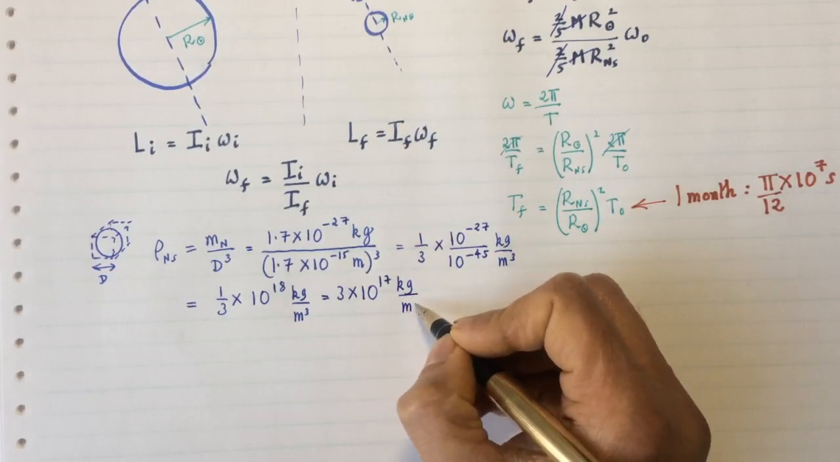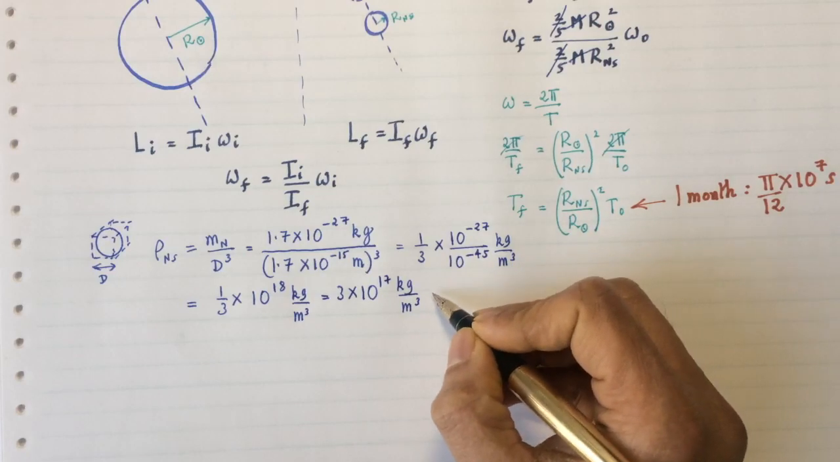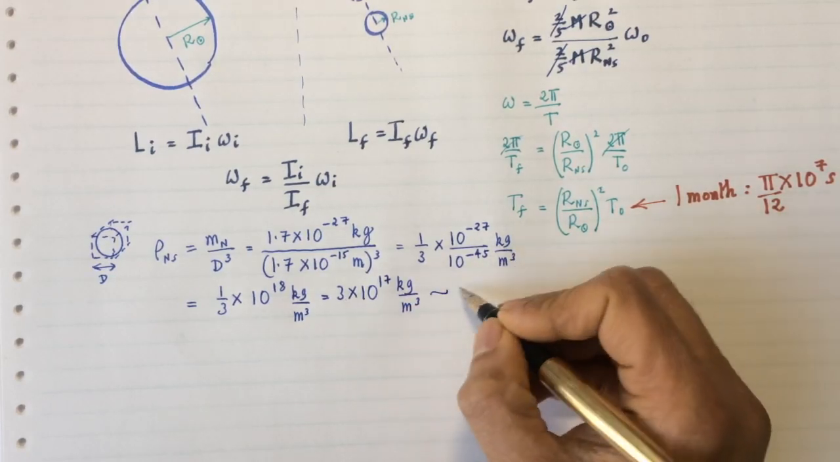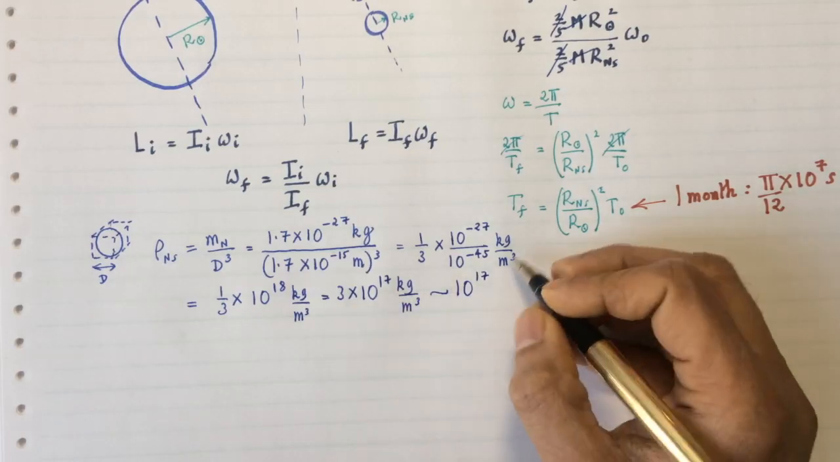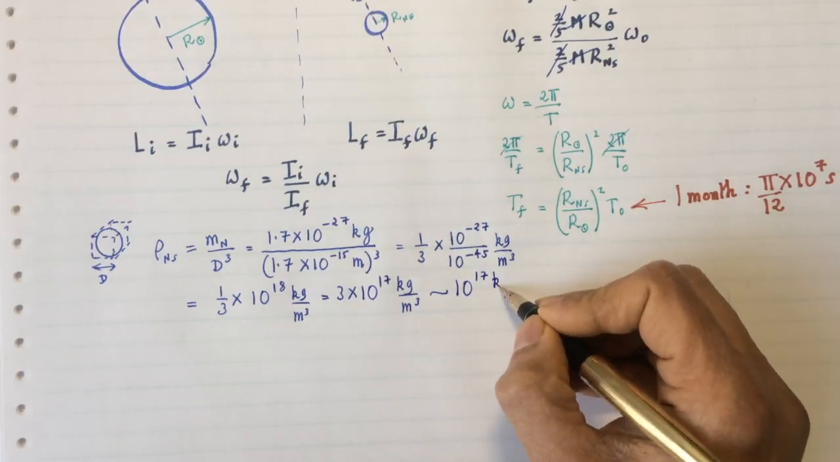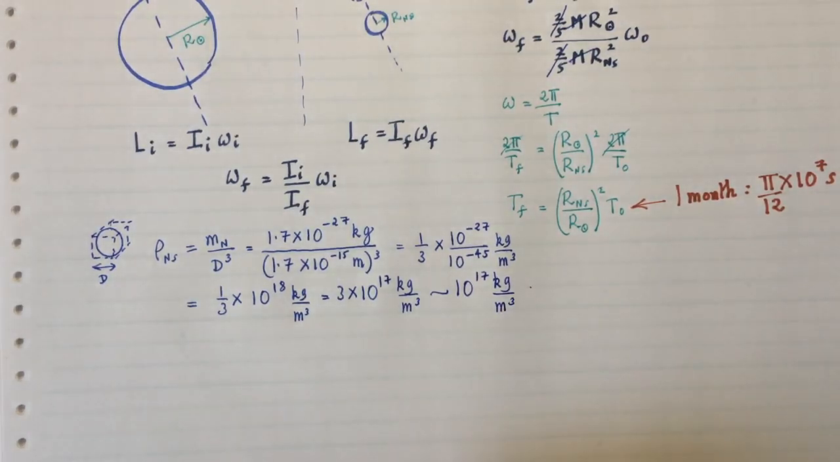Now these equal signs have to be taken with a grain of salt. These are all approximation signs, and especially here I'm going to neglect the 3, because any number less than 5 I'm going to write as 1 for my order of magnitude calculation. So it's a tremendous density.